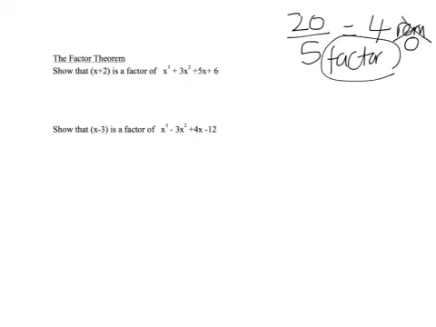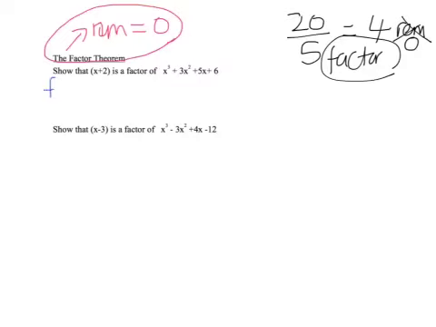Okay, so if they talk to you about the factor theorem, all you need to know about the factor theorem is it's just when the remainder is 0. That's it. That's all the factor theorem is. The remainder is 0. So we just do it in exactly the same way that we did it before. I'm going to do one and then you guys can do the second one. So the question would say, show that x plus 2 is a factor of this.